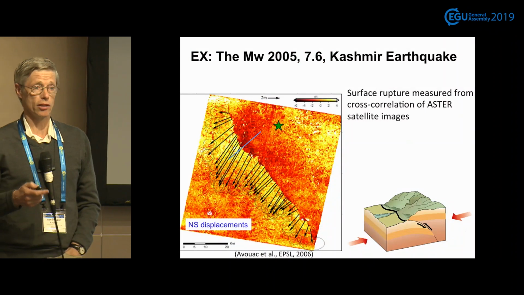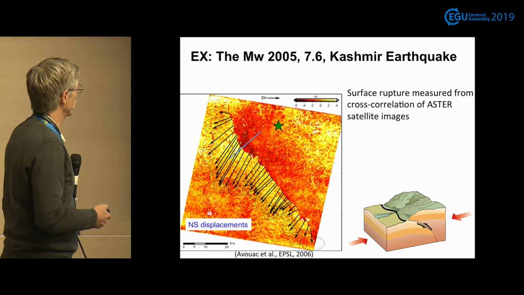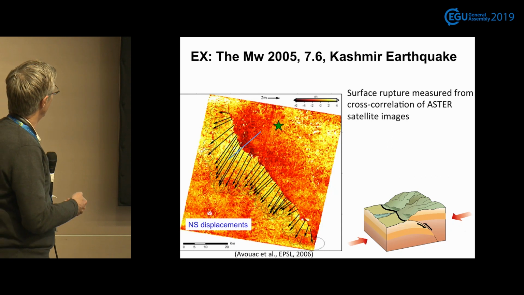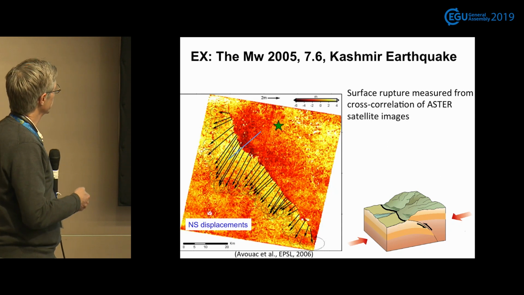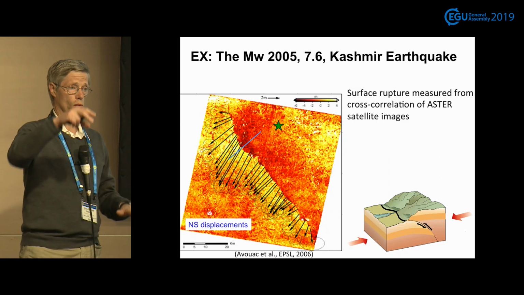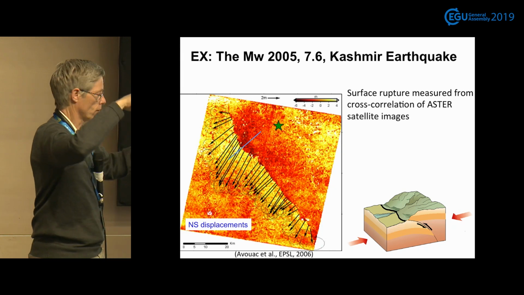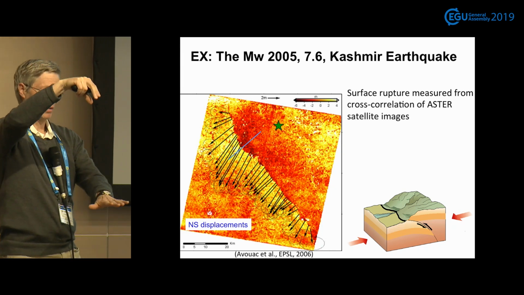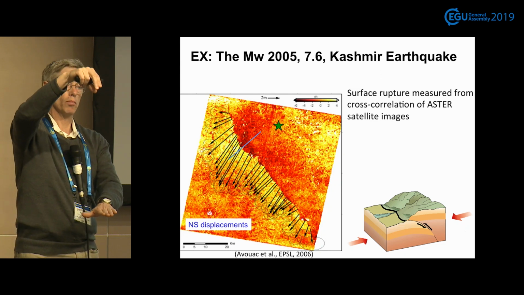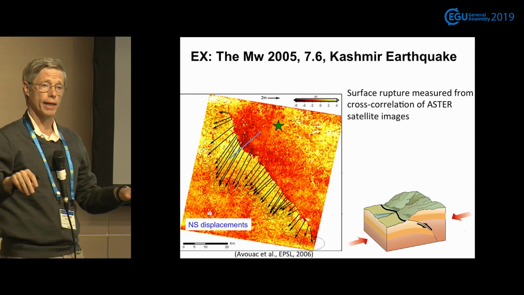So let's look at an example. This is an earthquake that happened in the Himalaya in 2005, a 7.6 earthquake. You might remember it. What you see here are measurements produced using optical images, taken from Landsat in that case. You are at an elevation of about 800 kilometers above the ground, and you compare images acquired before and after the earthquake.